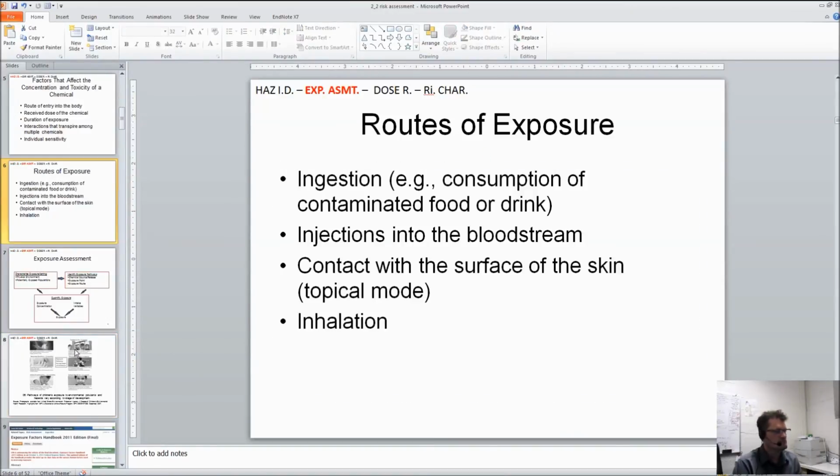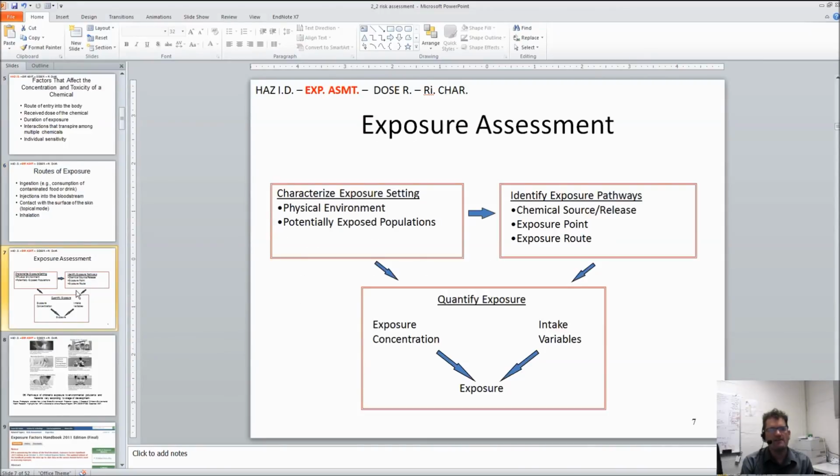So there are all of those routes of exposure, and that's to quantify exposure assessment. So exposure assessment is really to characterize the setting, the physical environment, and the potentially exposed populations. You identify the possible pathways: where was it released, how long were people exposed, what is the source of release, and then you quantify the exposure. How many gallons of this did somebody drink over the last 2 days, or how many milliliters did they drink, and then what is the concentration of the contaminant in those milliliters that person drank.